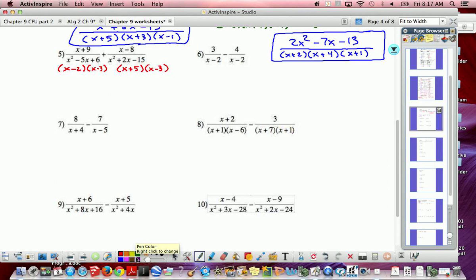So now, when I look at this one, you have x minus 3 in common. This one has x minus 2, so this needs x minus 2 over x minus 2. And this one needs the x plus 5 over x plus 5. So my common denominator is going to be x plus 5, x minus 2, x minus 3. So my common denominator, again, I'm just going to write those down here.